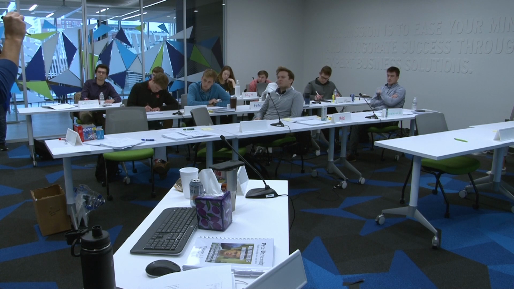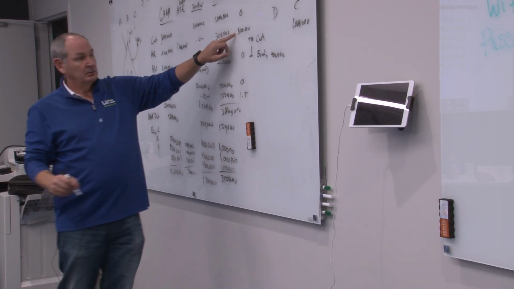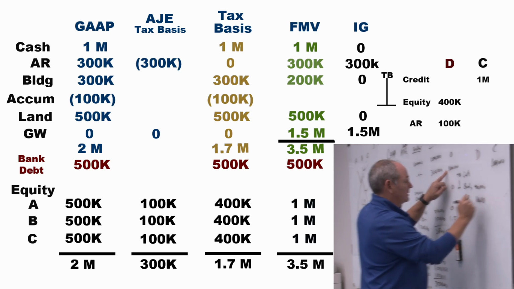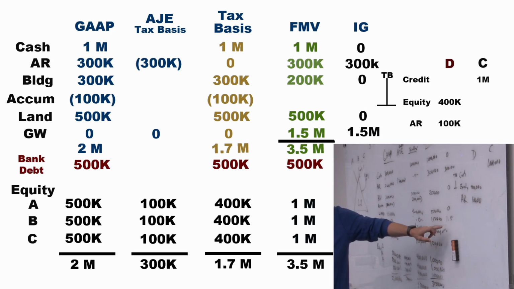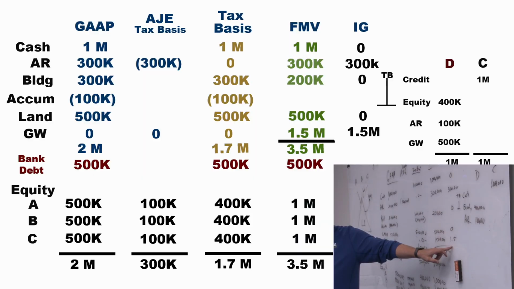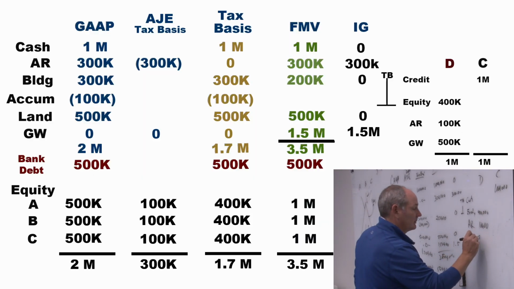So since we redeemed 1/3, in my inherent gain column, I have inherent gain in my AR of how much? 300. What's a third of that? 100,000. So now I have AR of $100,000. I have 1.5 in my goodwill. How much is a third of goodwill? 500. $1 million.